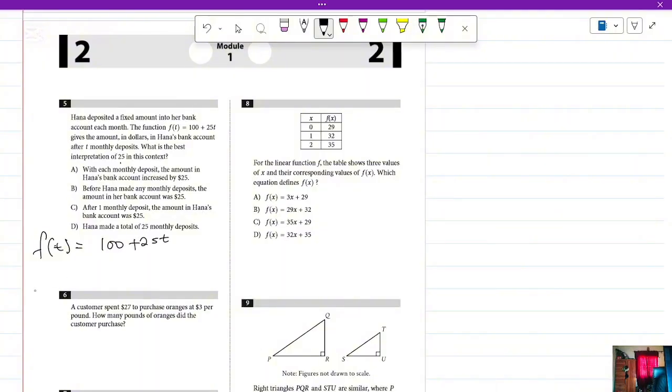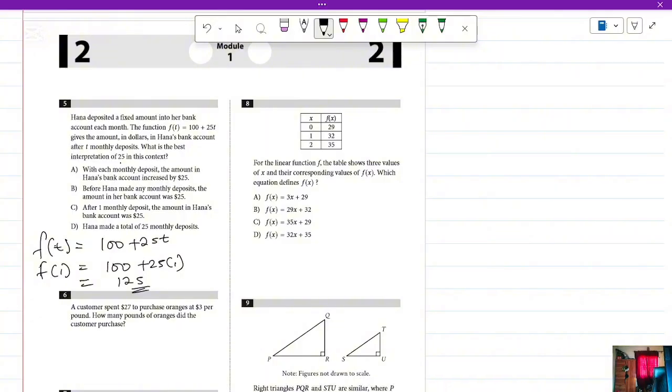Now, before we look at the options there, I want us to look at this in a simple way. If t is 1, that is 1 month, that means you're going to have 100 plus 25 in bracket of 1, which is what? 125. Okay? Now, if it is 2, it's going to be 150.